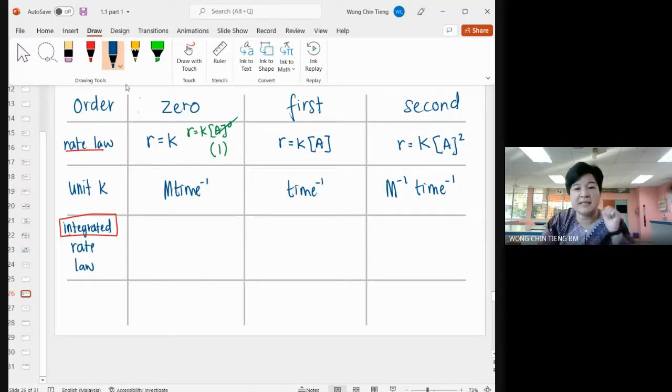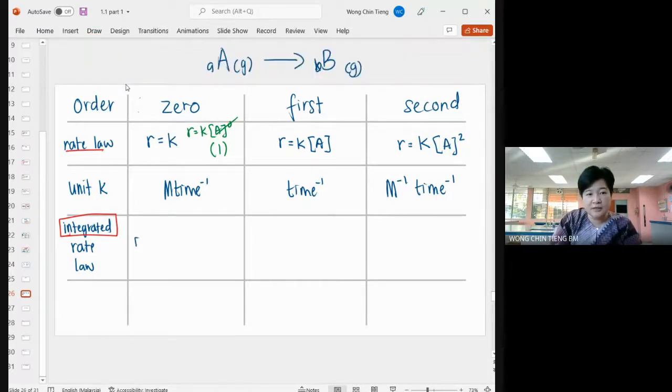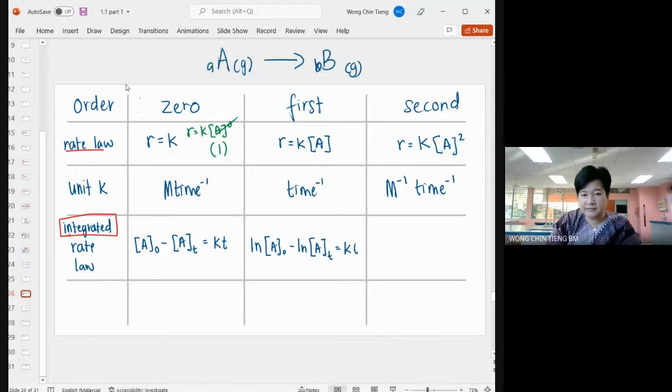Since you don't need to derive, you only need to memorise the formula. Today I give you the formula, next week you give me the formula. Everyone make sure you check that your notes have the exact same formula. For the integrated rate law for the zero order, correct me if I'm wrong, you have concentration A0 minus concentration At equals kt. For the first order, you have ln concentration A0 minus ln concentration At equals kt. Correct so far?